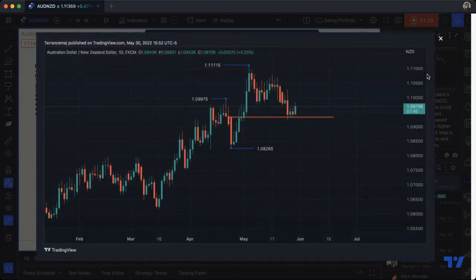So I'm going to share one of my clients' charts, from about a week ago, and he was analyzing the Australian dollar, New Zealand dollar. And he said, "Hey, Shaquan, this is my chart. It's a really clean chart, as you can see. It's really simple." Basically, he wanted to see if price could go back up to his previous higher high at 1.1115.